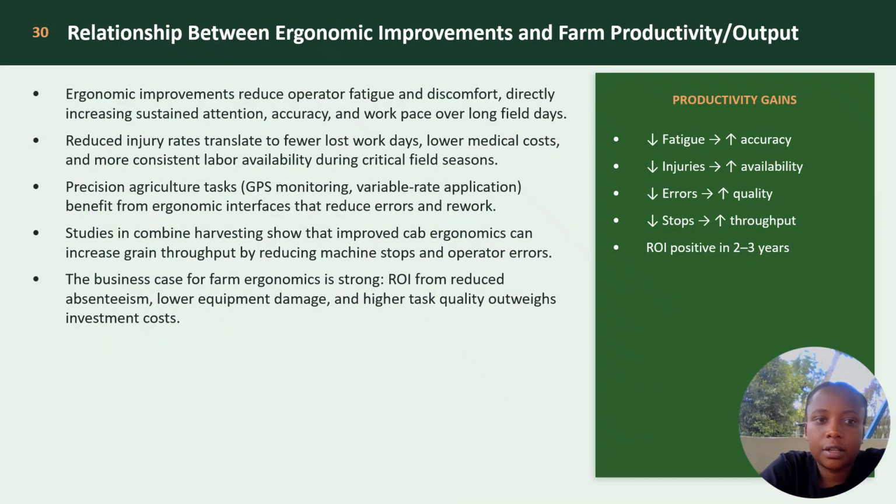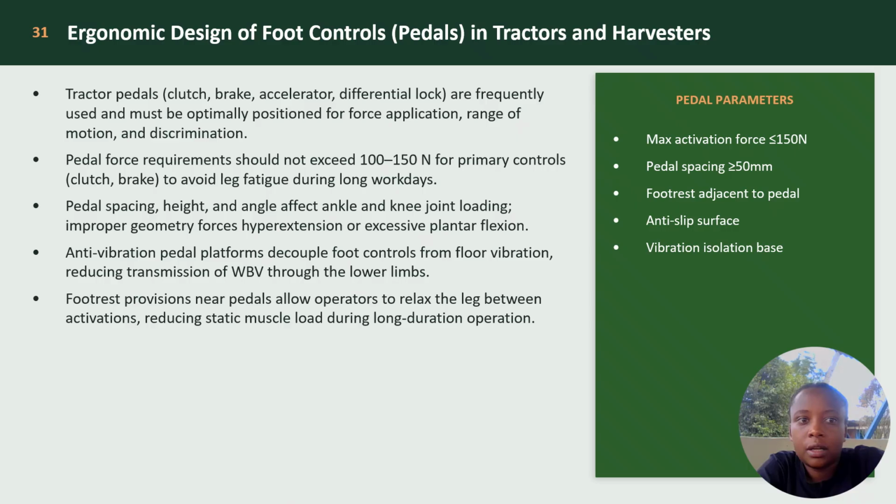Topic 30 is the relationship between ergonomic improvement and farm productivity. Here are some productivity gain steps. First one, fewer fatigue, injuries, errors, and stoppages. From the bottom, improved food quality, availability, and accuracy, with a positive return on investment between 2 and 3 years.